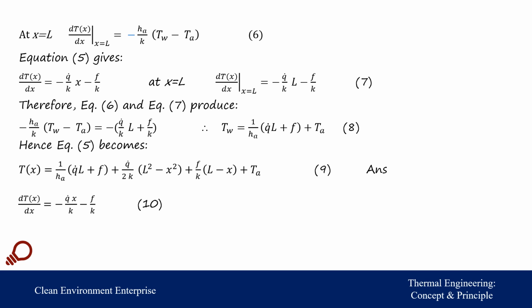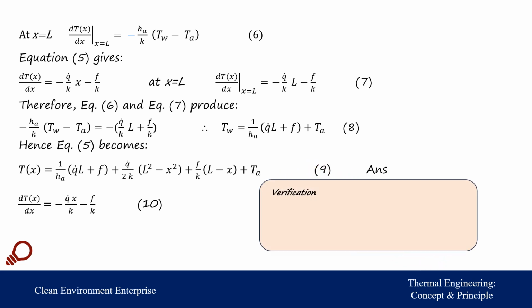dT by dx equal to minus Q dot x divided by K minus F divided by K. That means if we take the dT by dx from equation 9, then we will get equation 10. The verification for this equation: dT by dx, which is represented by equation number 10, if x equal to 0, then dT by dx equal to minus F divided by K, which is the same as we have explained during this derivation, which represents the boundary condition number 1.